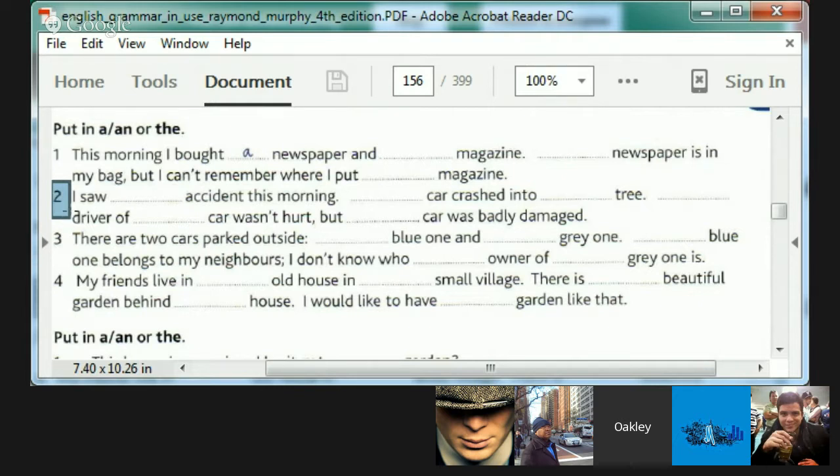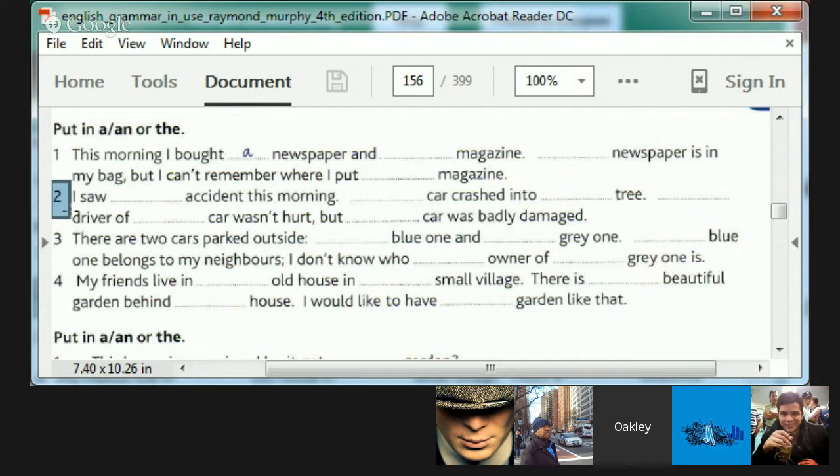I'm going to mix them up. Okay. I saw an accident this morning. The car crashed into a tree. The driver of the car wasn't hurt, but the car was badly damaged. Well, you were close. I mixed something with the car. A car crashed, because I refer to the car. That's right. Okay. I refer to the car. That's it. So I have to use them. Okay, let me go through the whole thing.